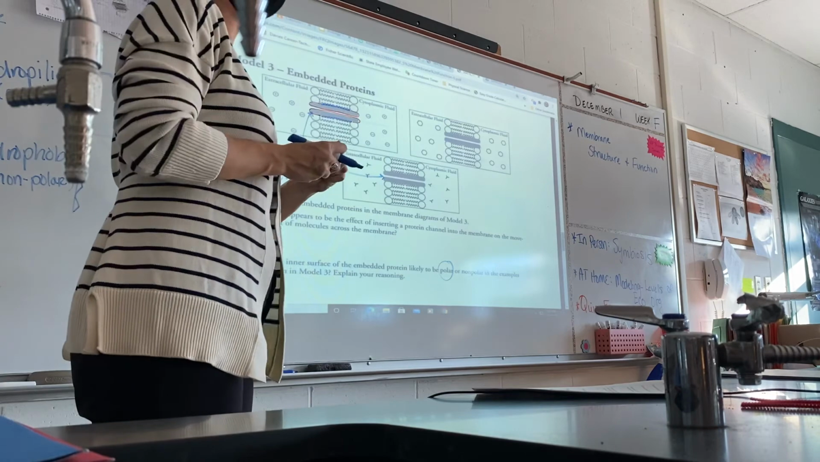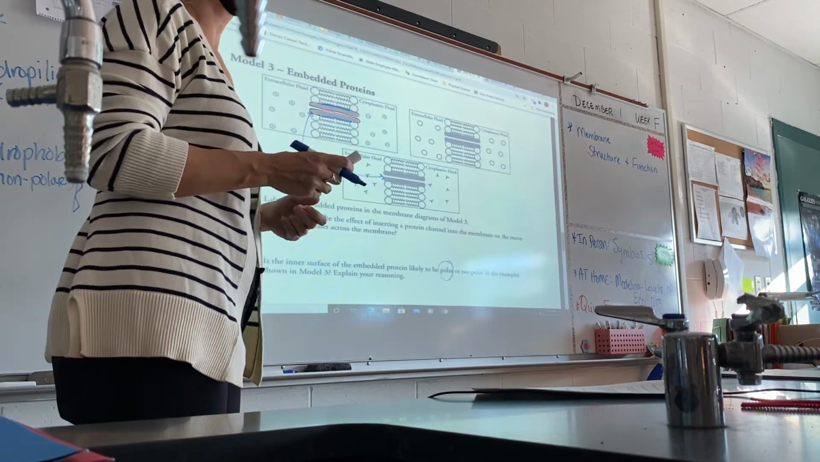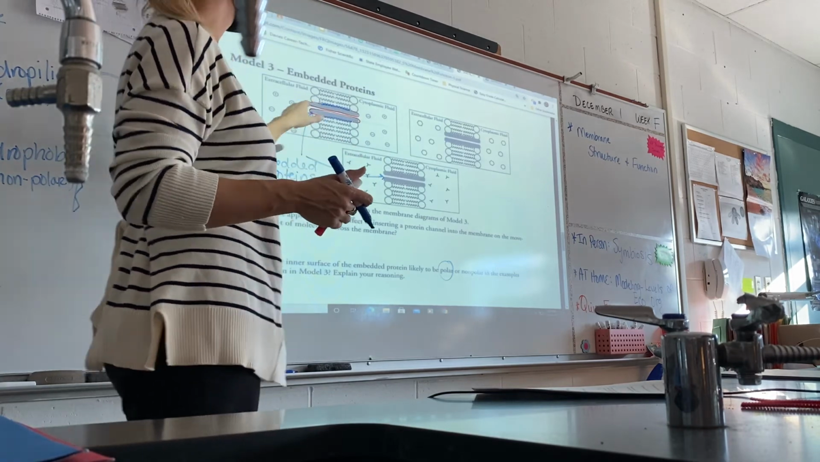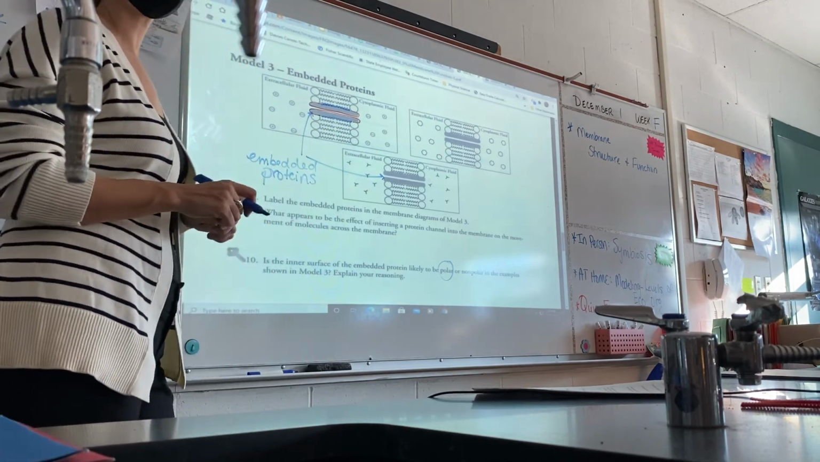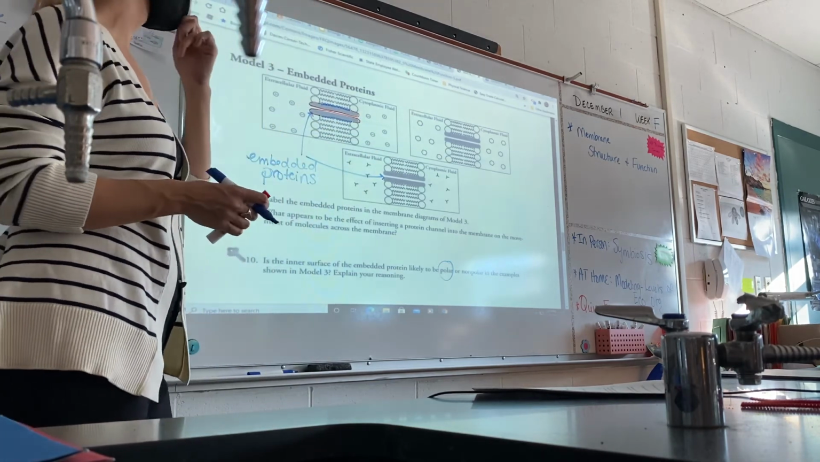It goes back to that like dissolves like scenario, right? So because this is polar, those polar things can now just easily get across. Almost creates that pore, that opening.